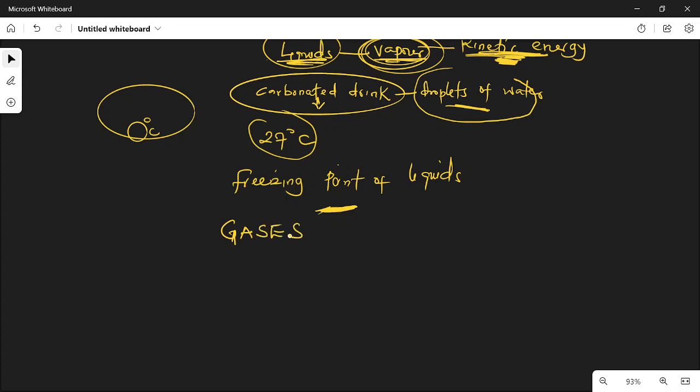Let's talk about gases. Gases show different properties from those of liquids, and we need to understand why. If you have a container, gases have space in between them. Because of the space in between them, they have more kinetic energy, even more than solids and liquids.